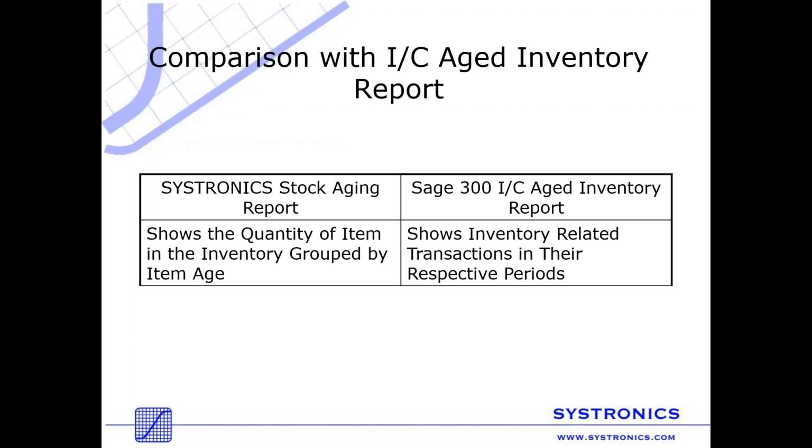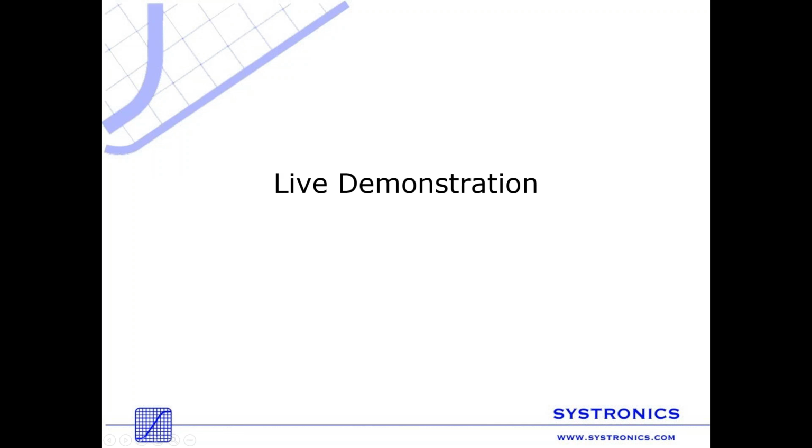There can arise a question for Sage 300 users, so what is the difference between Sage 300 Inventory Control Aged Inventory Report and SYSTRONICS Report? And the core difference is that SYSTRONICS Stock Aging Report shows the quantity of each item in the inventory grouped by item age, whereas the Sage 300 Inventory Control Aged Inventory Report shows inventory-related transactions in their respective periods. Now let's go live and see how the application works.